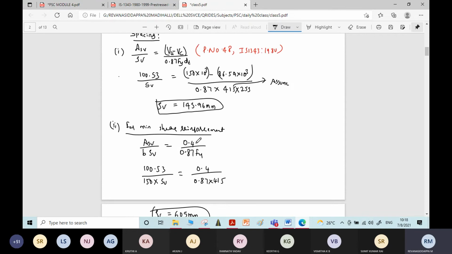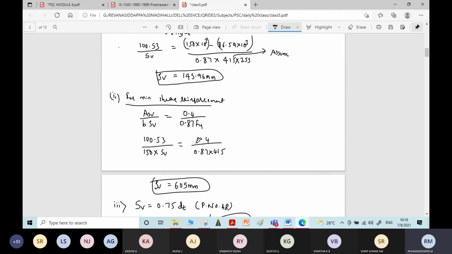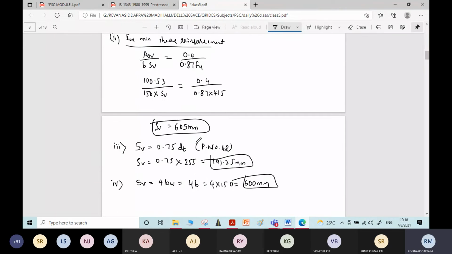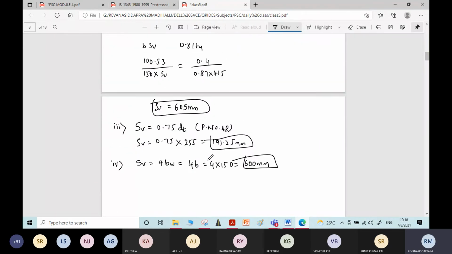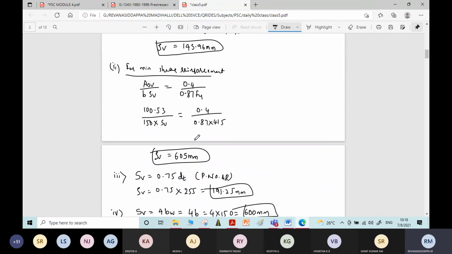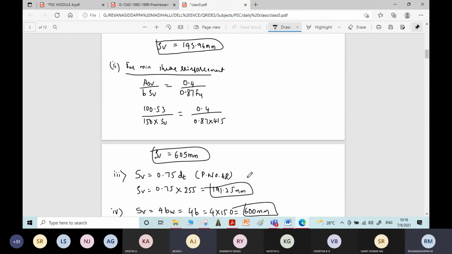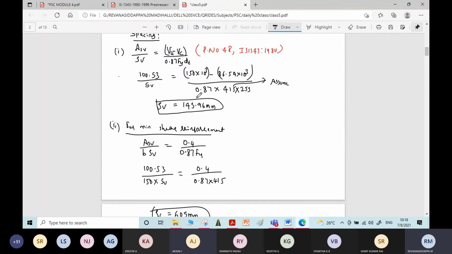Okay. Then, whichever is the minimum spacing out of all these calculations, that spacing we have to give for shear reinforcement. Okay, which is the minimum value? 145.96, 605, 191, 600. So 145.96 is the minimum value. We will provide this spacing.